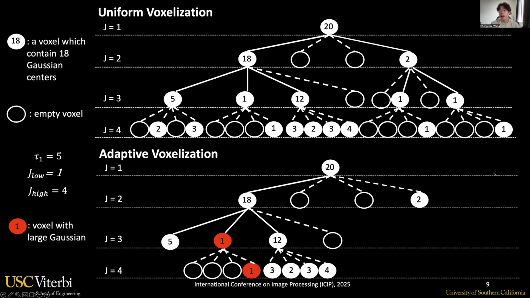The tree plot gives us another comparison between the uniform and adaptive voxelization. Adaptive voxelization is a pruned version of uniform voxelization. We set tau 1 to 5 and keep the maximum resolution the same for both methods. For the voxel containing 5 Gaussians at j equal to 3, adaptive voxelization stopped the partitioning early. For some important Gaussians like the red mark, we always use the highest resolution to quantize. In that case, we not only preserve the rendering quality, but also delete more redundant Gaussians.